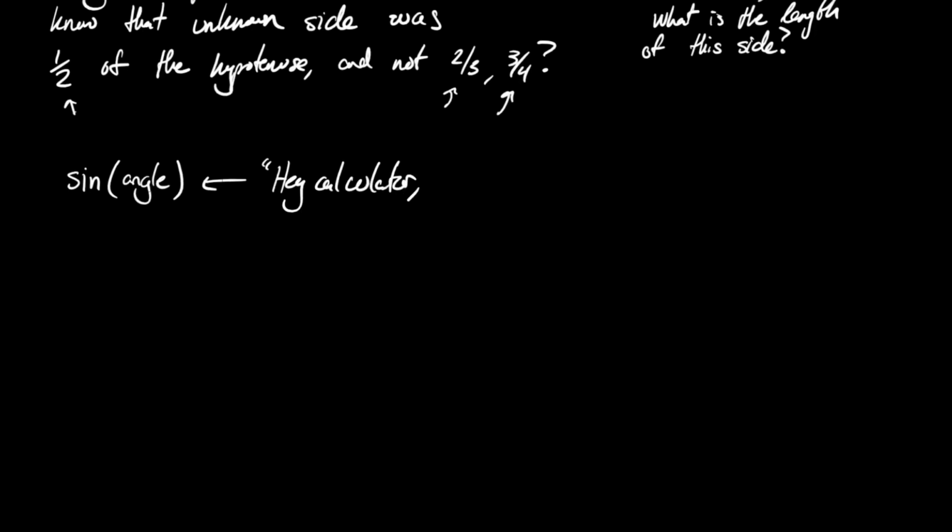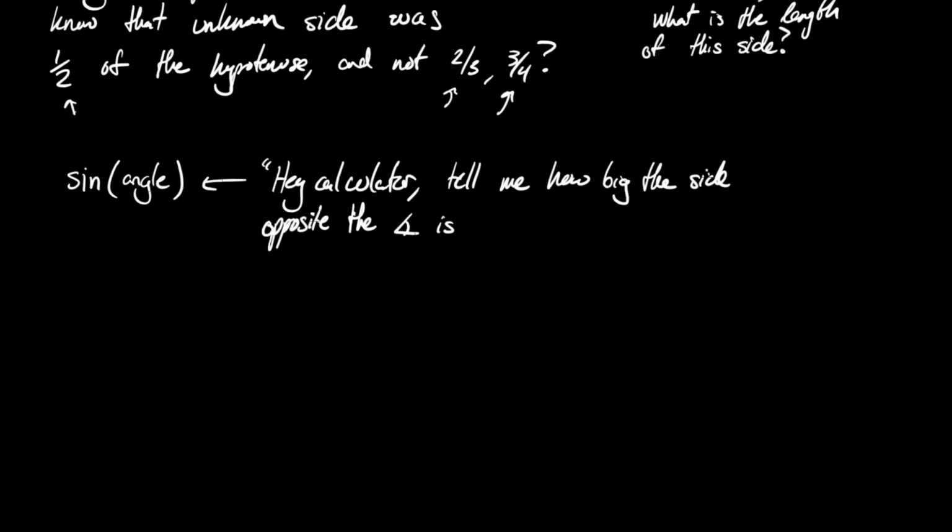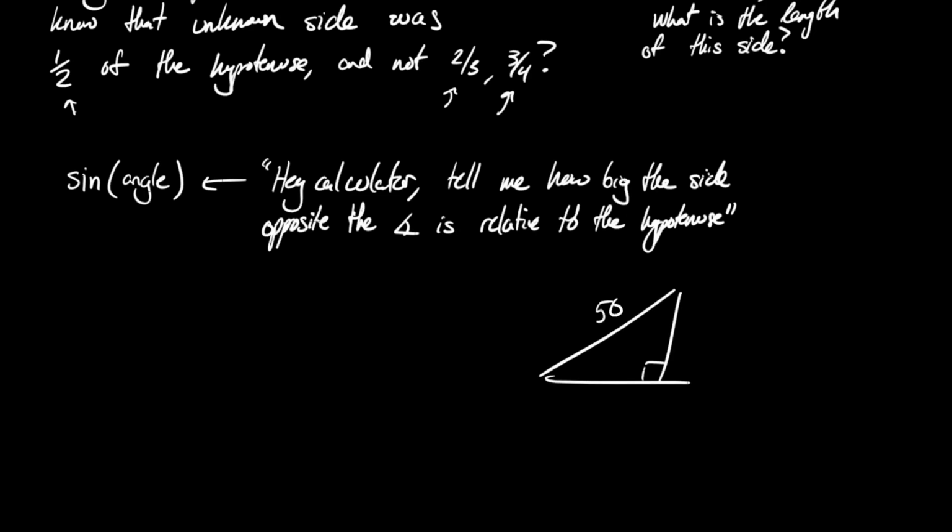tell me how big the side opposite the angle is relative to the hypotenuse. So in our example here, if you punch in sine of 30, you're asking the calculator, hey calculator, tell me what this side over this side is. And the calculator, again, has a picture of a right triangle in it. It looks at it, it measures what the sides are, and it tells you, oh, I got you, man. It's 0.5. 0.5 is how big that vertical side is in a 30-degree triangle over the hypotenuse.